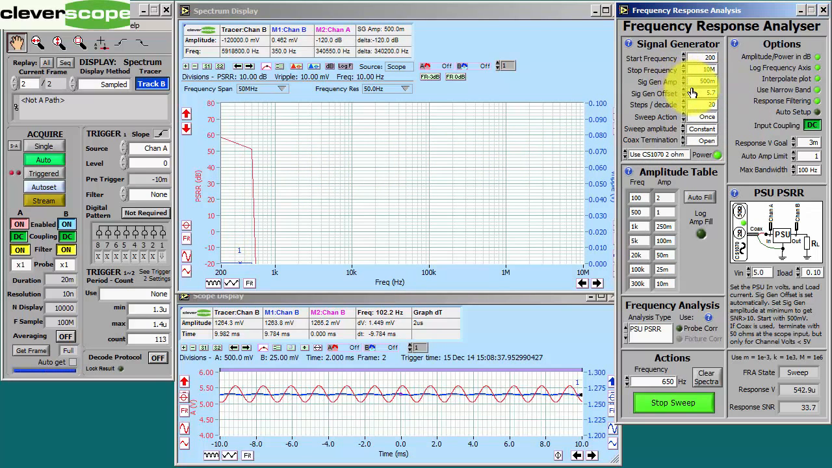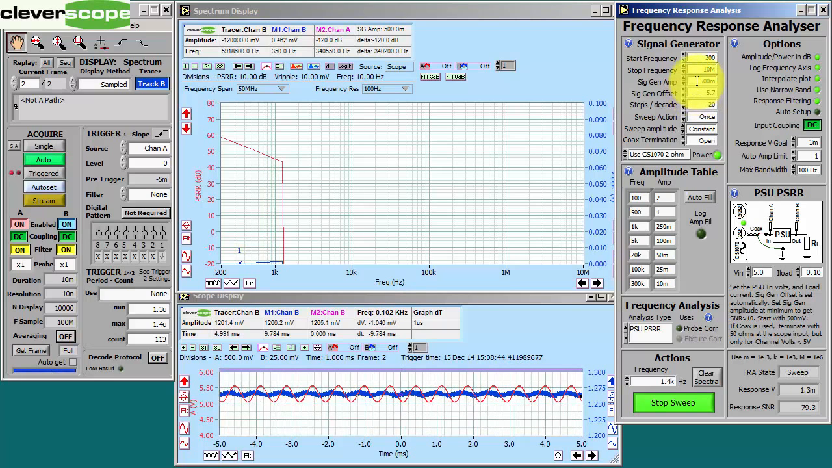We're offsetting the signal generator by 5.7 volts. This is the DC output, and using a 500 millivolt peak-to-peak stimulus. We're operating with constant output. We aren't using coaxial terminations in this case. I'm actually using probes, so I've set the coax termination to open.